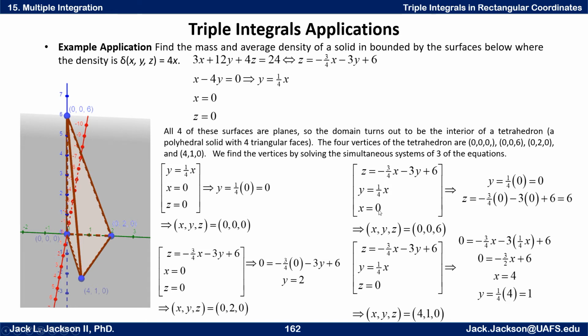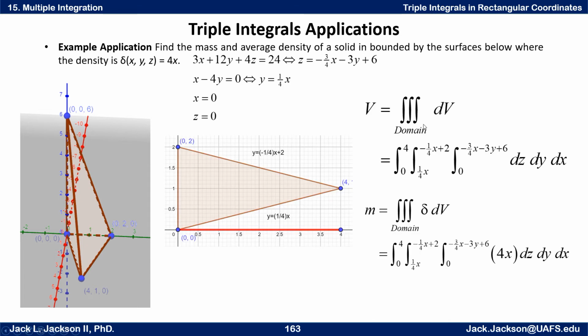So again, we plug those in. 0 goes into the x, makes y 0. And then y and x of 0 go in here, and we get z is 6. So that's 0, 0, 6. All right, so now we have our vertices. We have our formulas for our different surfaces. Now we want to set up the integral. I'll go ahead and set up the integral for the volume and for the density. They're very, very similar.